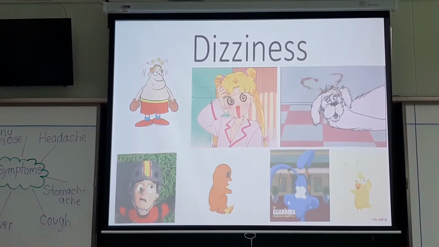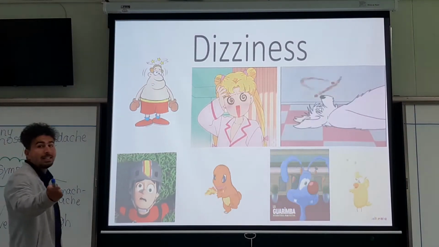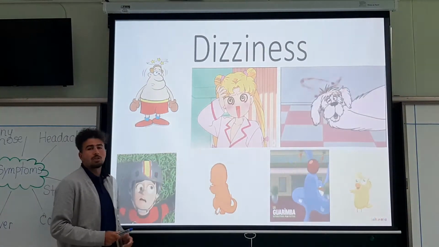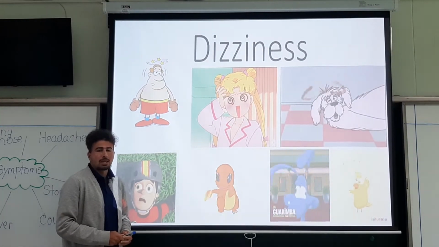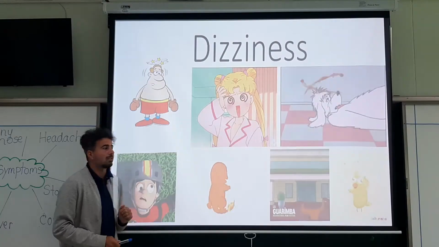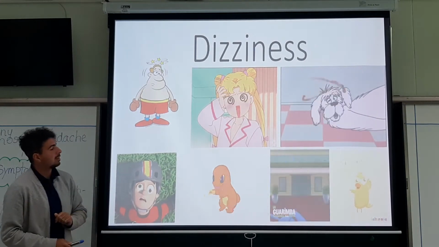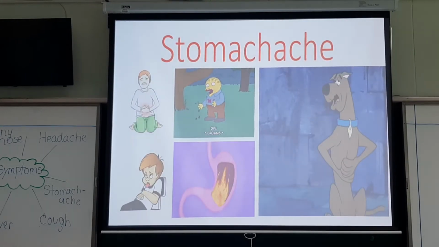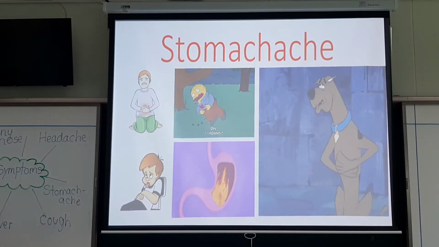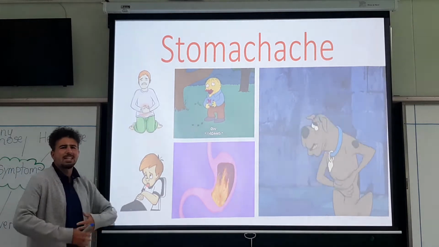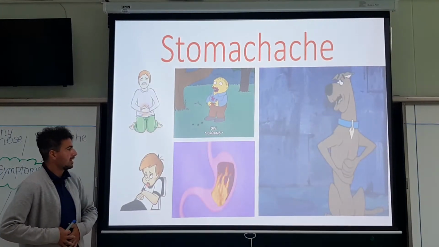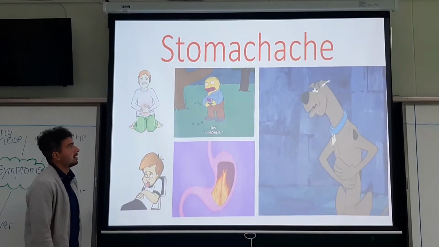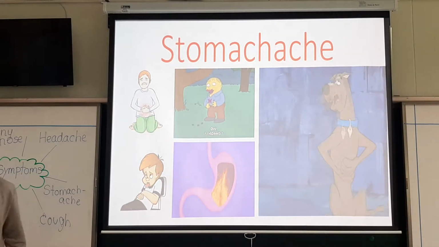The next one is dizziness. Some people are dizzy. When you spin, spin, spin around, you get very dizzy. But we can also feel this when we are sick. So in your head, you feel like it's going round and round. Okay, just like this. The next one is stomach ache. Stomach ache. And yes, you get it in your stomach right here. Yeah, here's your stomach. And you feel a lot of pain inside it, okay? Just like with here.